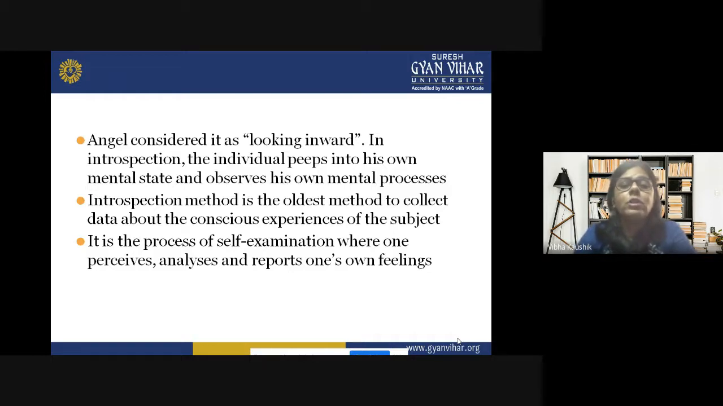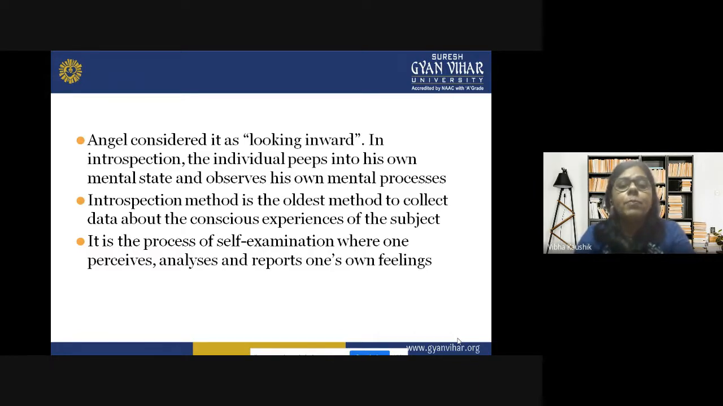In introspection, the individual peeps into his own mental state and observes his own mental process. Introspection method is the oldest method in educational psychology for the collection of data about the conscious experiences of the subject, and through this method we are able to collect the data about the conscious experiences of the subject.